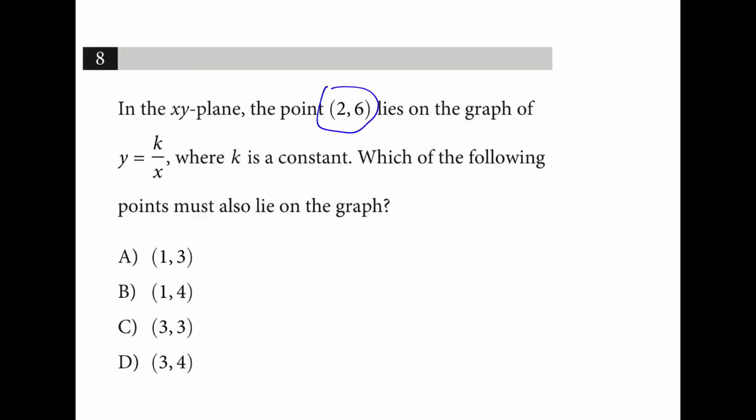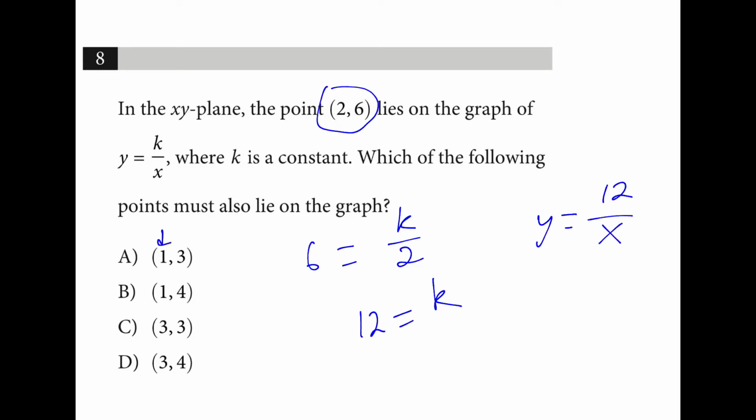2, 6 lies on the graph, so I could say 6 is equal to k divided by 2. If I multiply both sides by 2, I find that 12 is equal to k. So my equation is y is equal to 12 over x. 12 divided by 1 is not 3. 12 divided by 3 is 4. So D is the other answer that checks out.